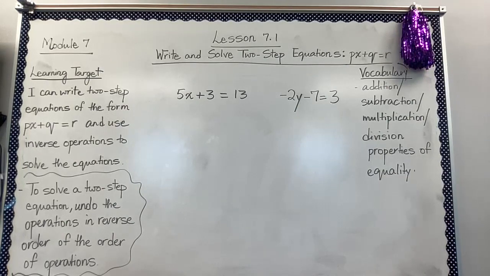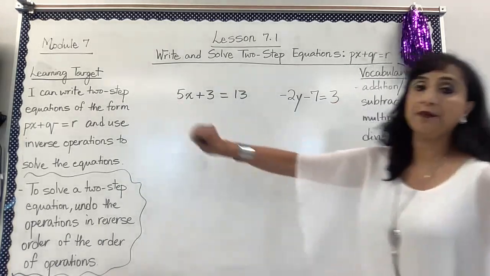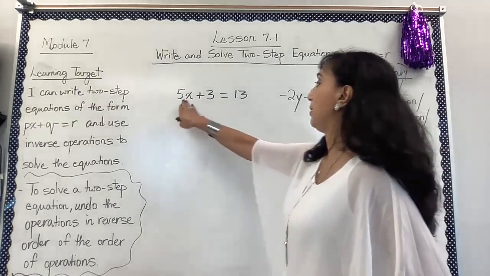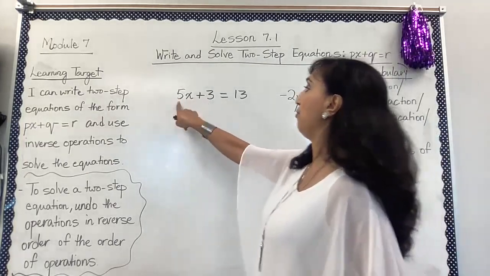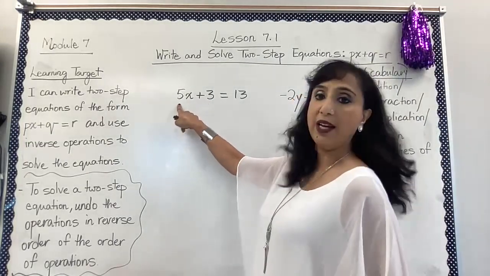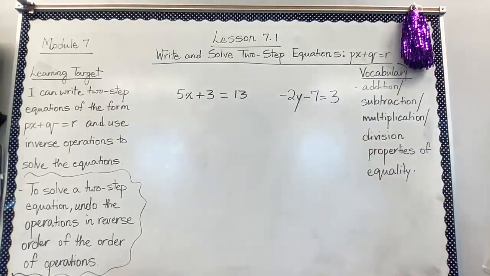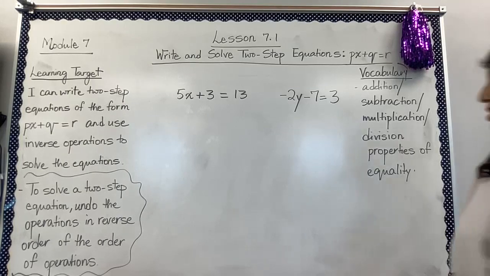In this case, the operations are multiplication, all right, and we have addition. So multiplication and addition, because the coefficient is multiplied with the variable, so that is multiplication, and addition. So these are the two operations that we have here. To solve a two-step equation, undo the operations in reverse order of the order of operations.